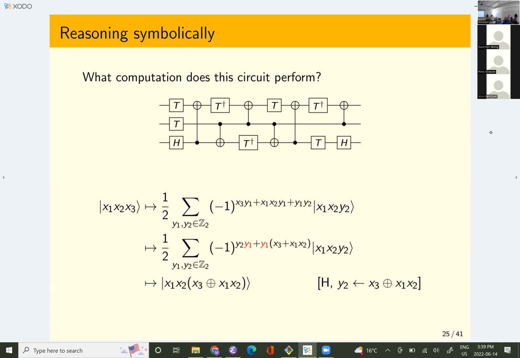So we can apply the H rewrite rule to simplify the output. And we just get that the output of the circuit is x1, x2, and then x3 plus x1 times x2. So it's the Toffoli gate. Simple. It's one rewrite, completely symbolic.